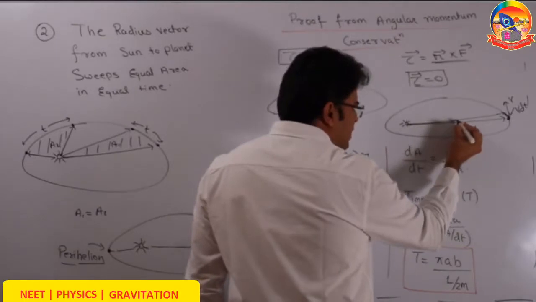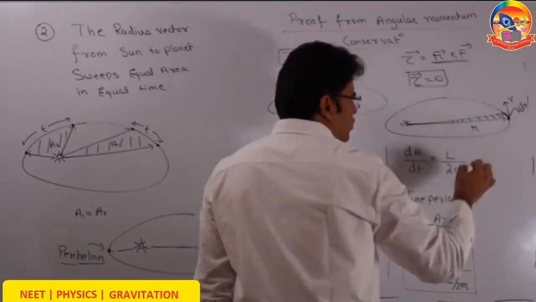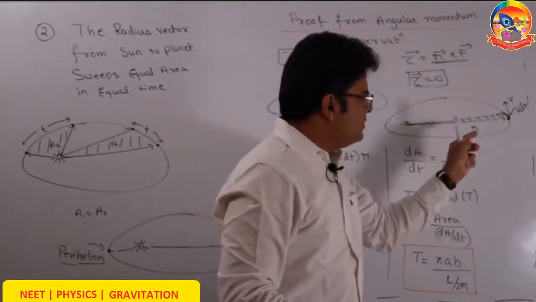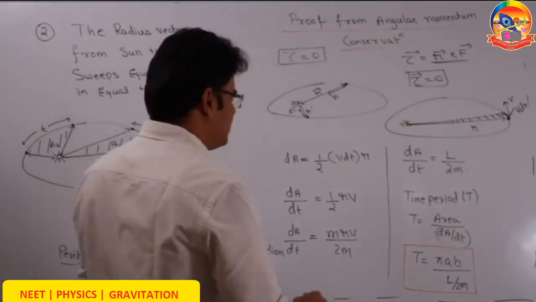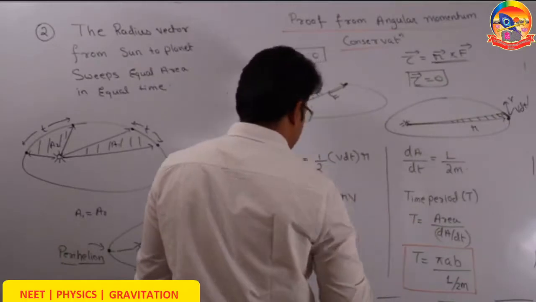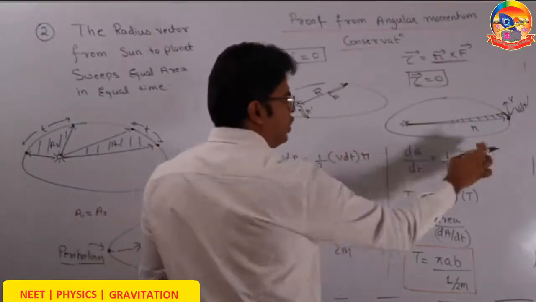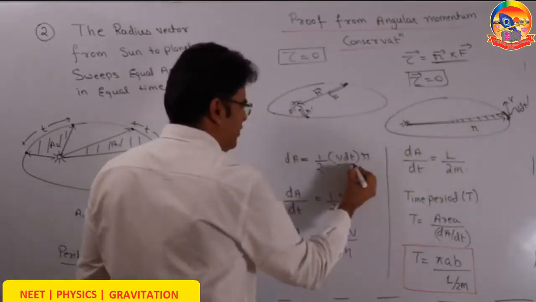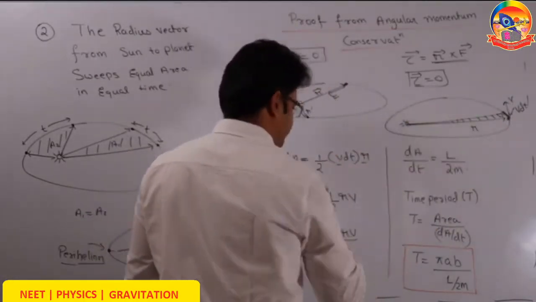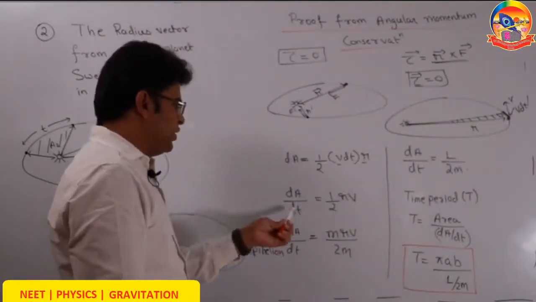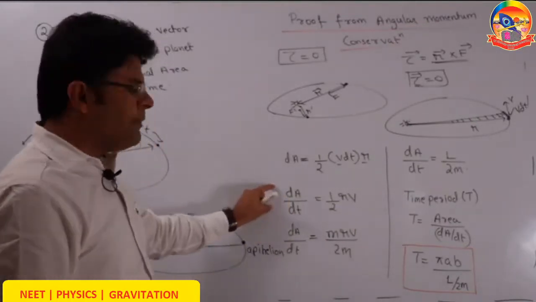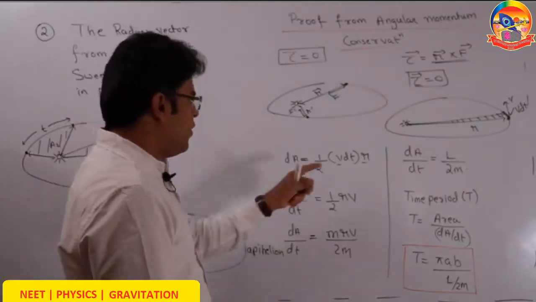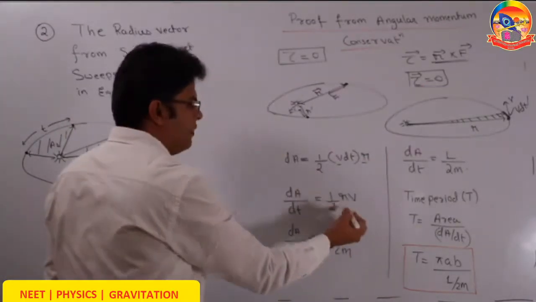Now, what will be this infinitely small area swept? So you can treat this infinitely small part of the ellipse as a triangle. So you can say this infinitely small area swept has to be equal to half into base. The base length here, the distance traveled in a time dt, will be v dt, into height r. You can bring this dt down here. This quantity dA by dt becomes the rate of sweeping of area. The rate of sweeping of area comes out to be rv by 2.